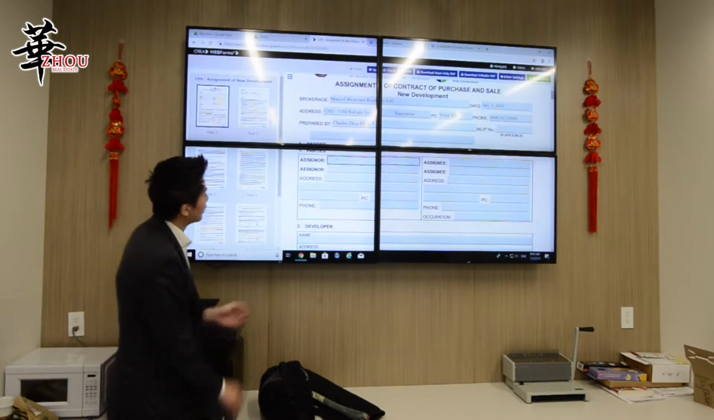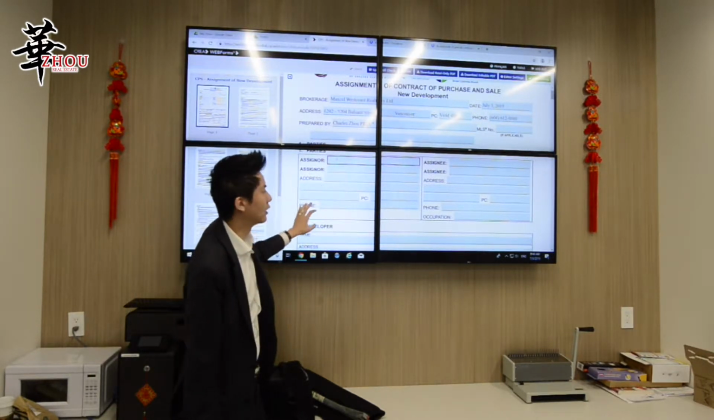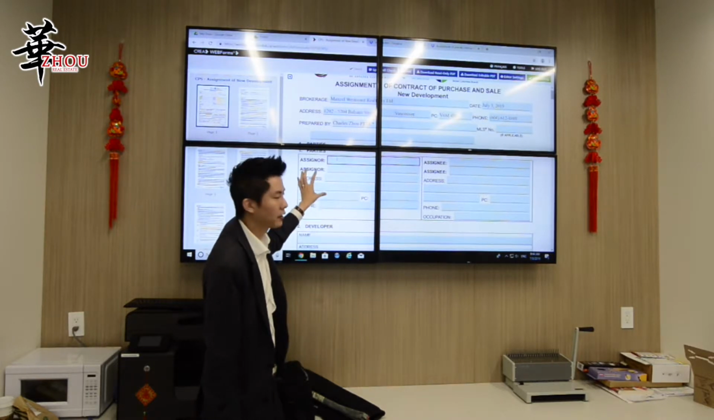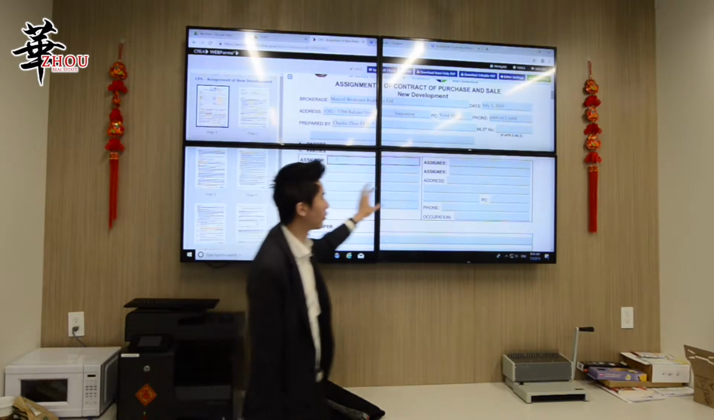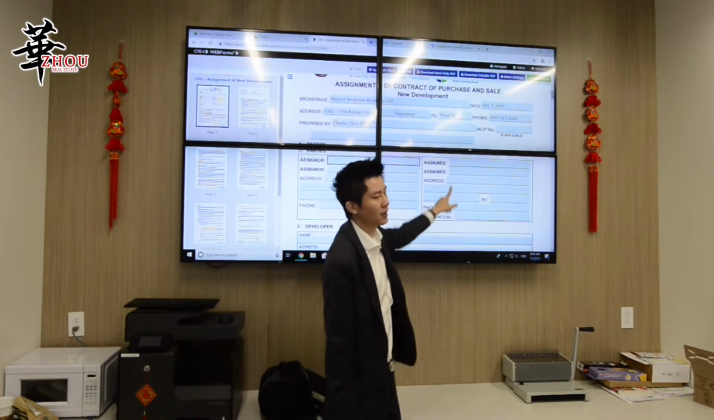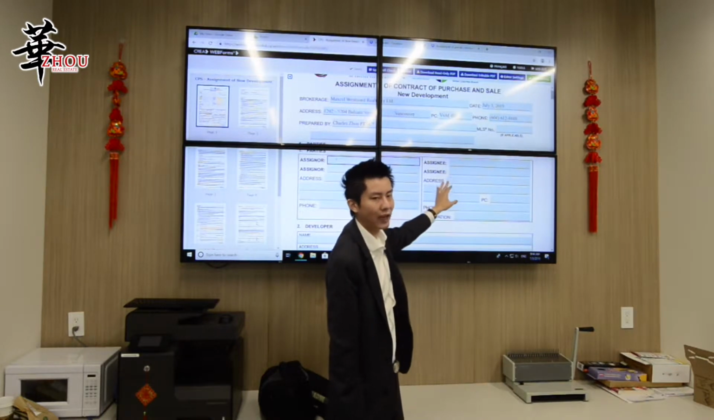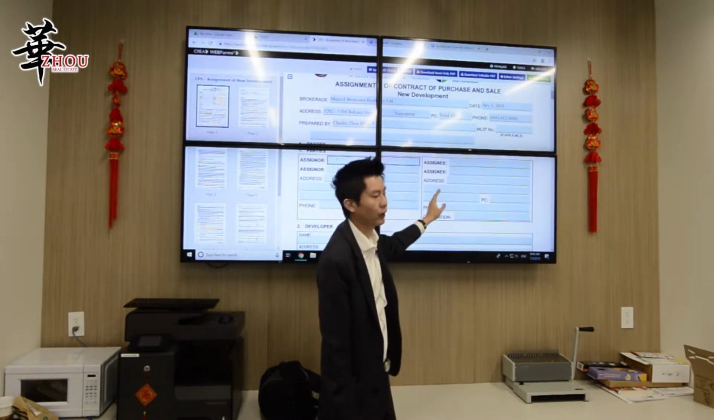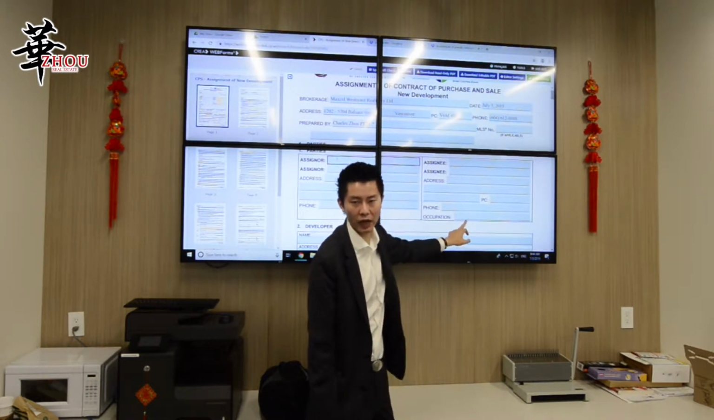assignor. You must have all the address, name, address, the phone number, postcode, everything for assignor. Now developers are very strict. For assignee, don't put C/O agent. Use the assignee's full name, no initials, full name, address, and also phone number and occupation.